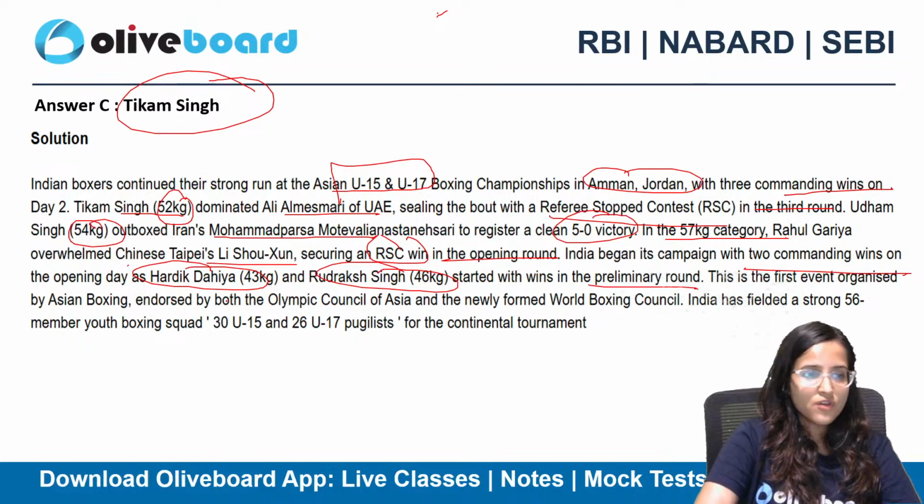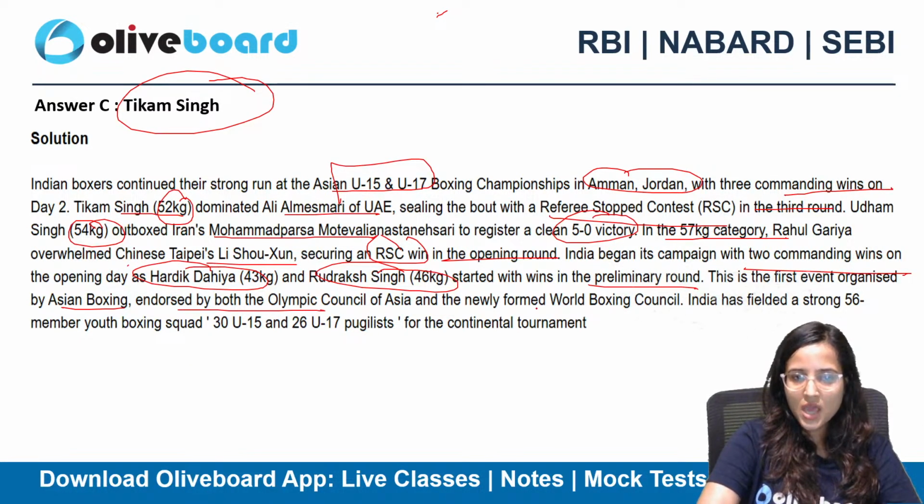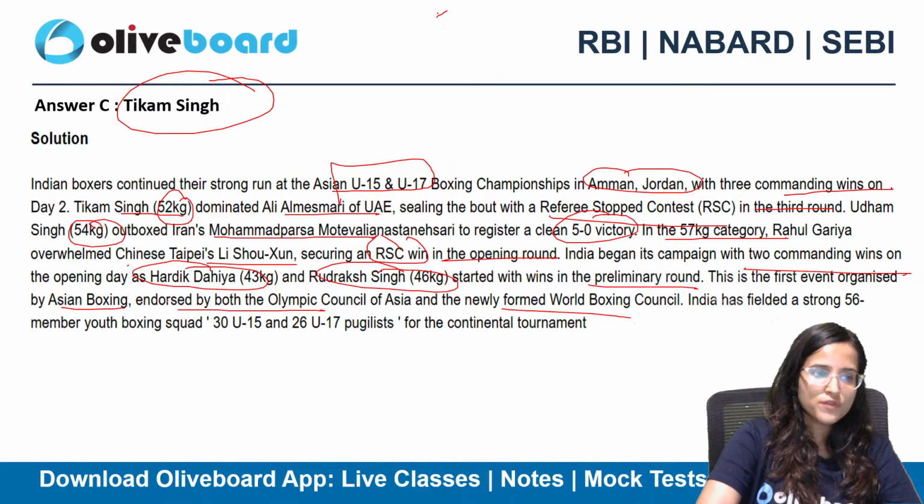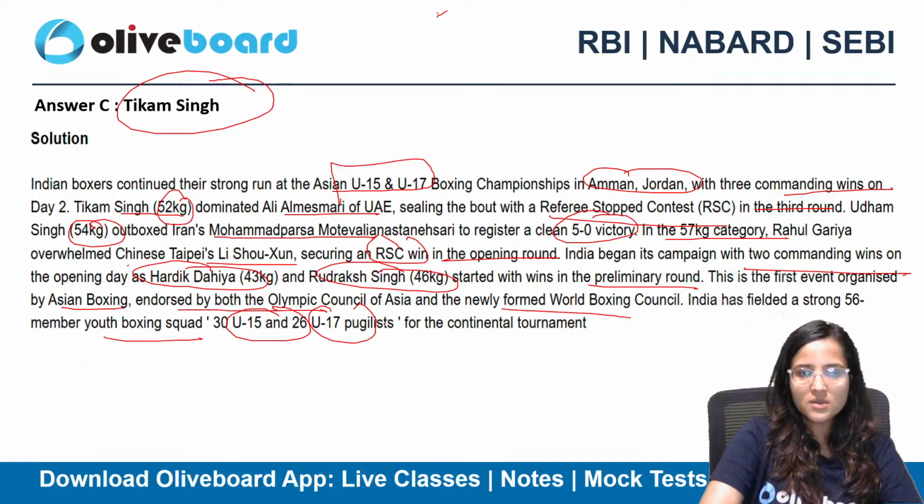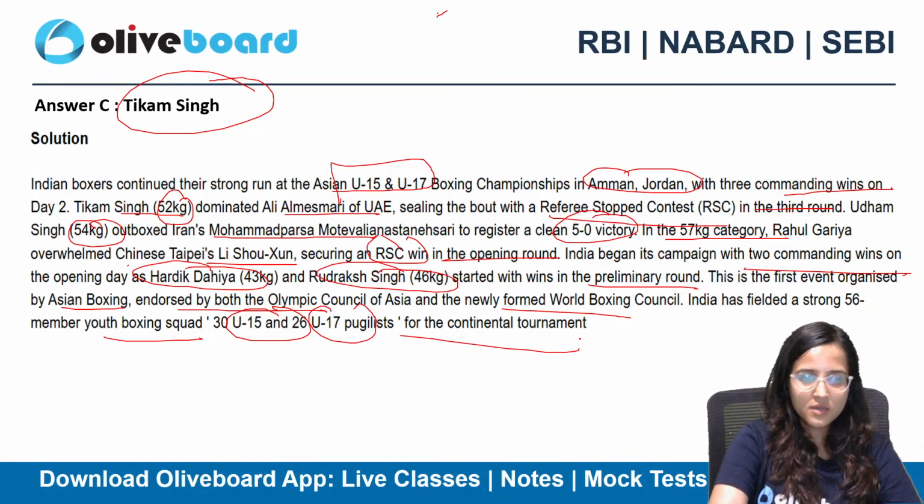This is the first event organized by Asian Boxing, endorsed by both the Olympic Council of Asia and the newly formed World Boxing Council. India has fielded a strong 56-member youth boxing squad, 30 under 15 and under 17 pugilists, for the continental tournament. So the answer is Tikam Singh.